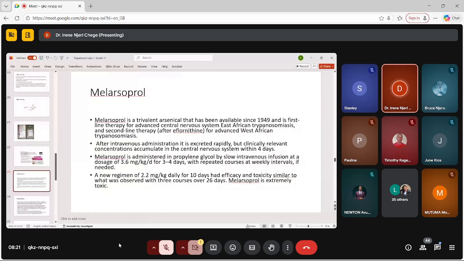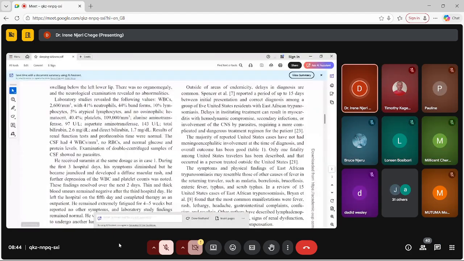During the first 3 hospital days, symptoms diminished, but he became jaundiced, developed a diffuse macular rash, and further depression of white blood cell and platelet counts were noted. The findings resolved after 2 days. Thin and thick smears remained negative after the 3rd hospital day. He left the hospital on the 5th day and completed therapy as an outpatient.